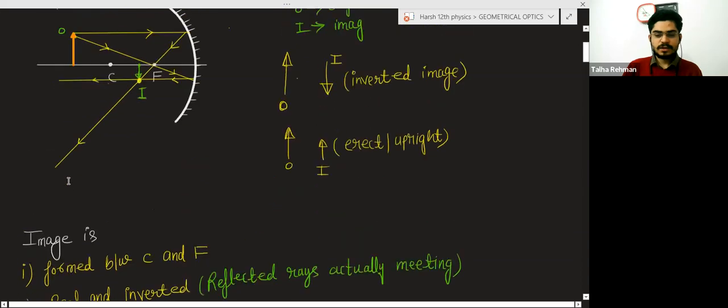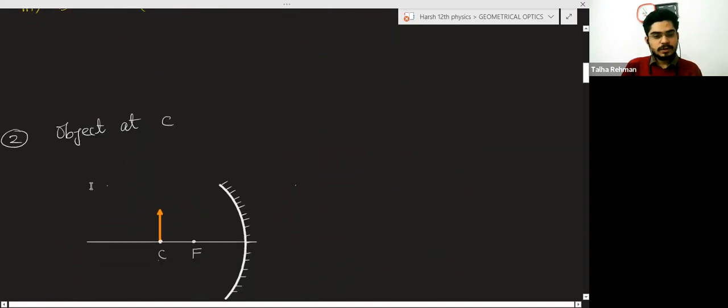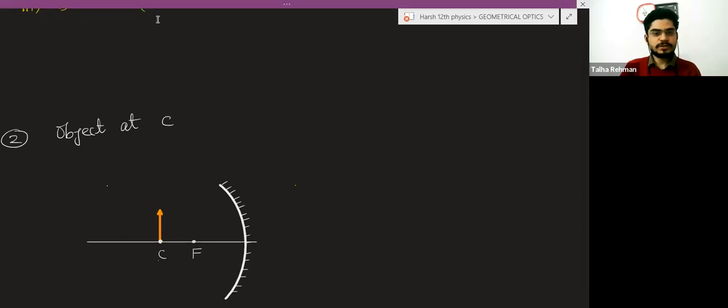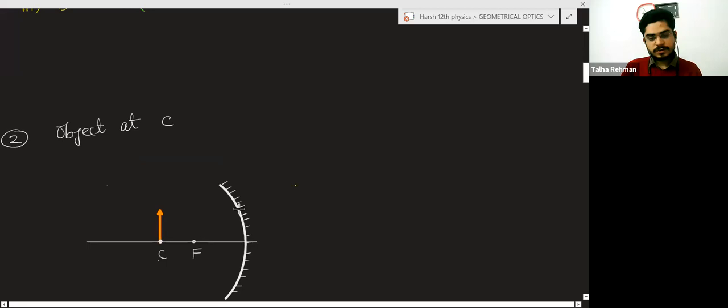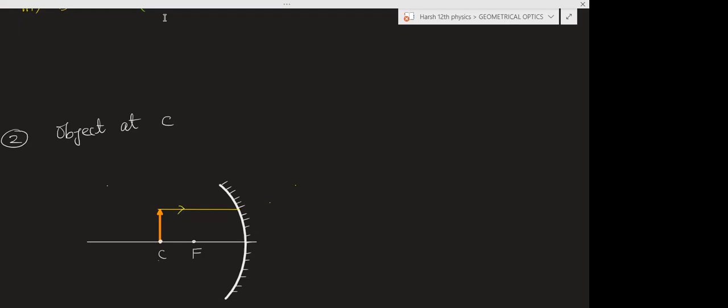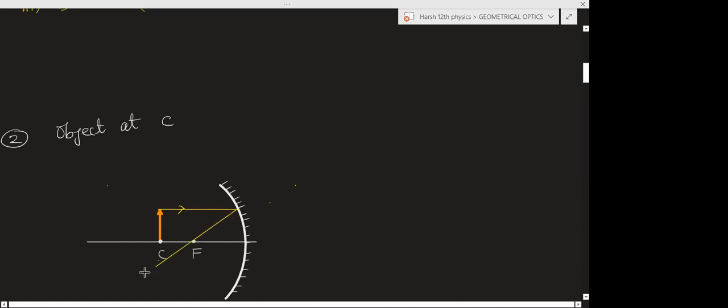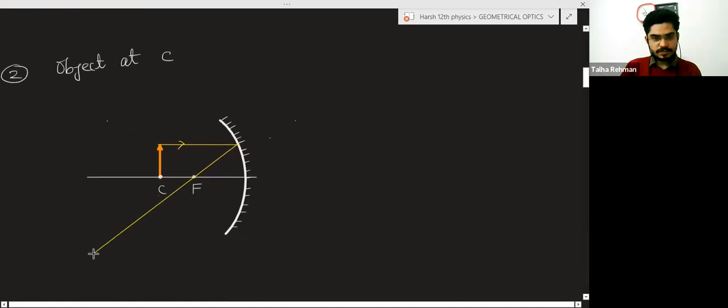Now what we will do, we will take this object and place it at the center of curvature. Now this is the object placed at the center of curvature. Same thing we will do for the image formation. There is a requirement of two rays. First ray parallel to the principal axis, after reflection, passes through the focus.